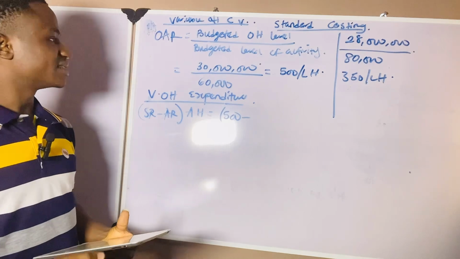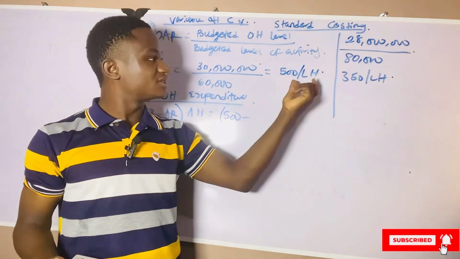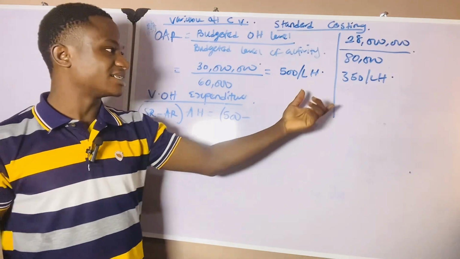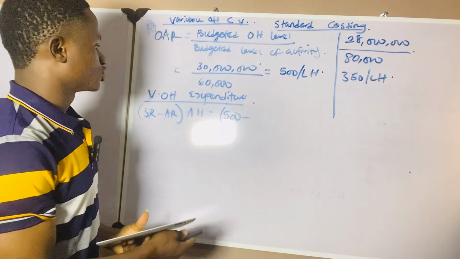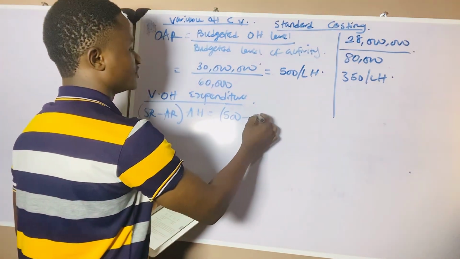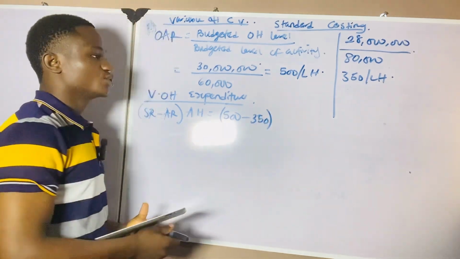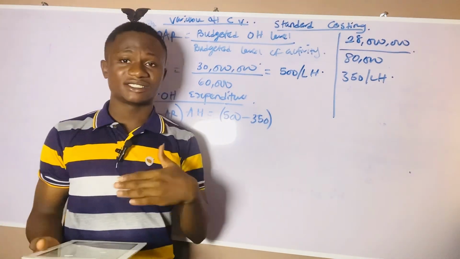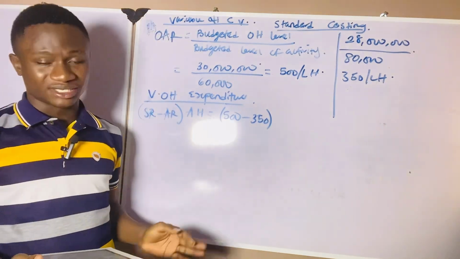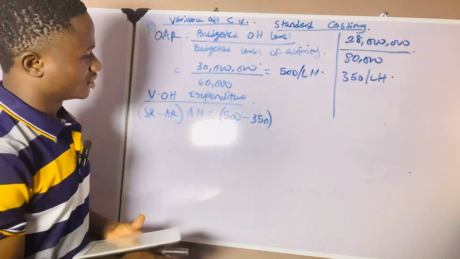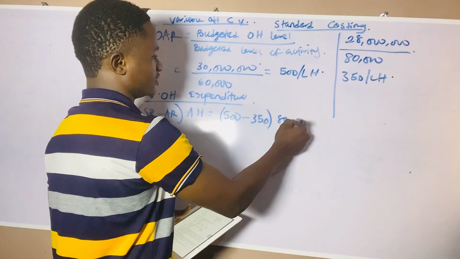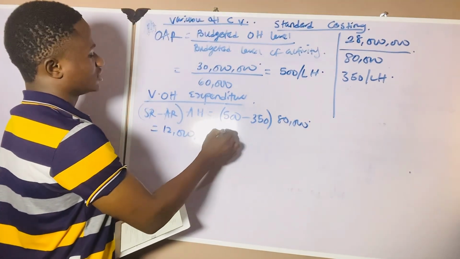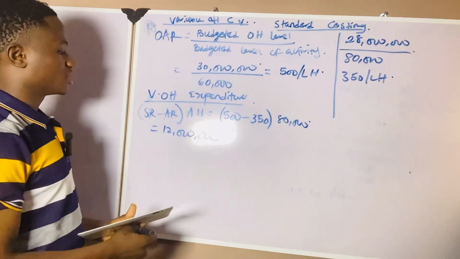So this is the standard that we proposed at first, and this is the actual result. So we go 500 minus 350, then I multiply it by my actual hours. My actual hours are in the question: we're told that direct labor hours are 80,000. So direct labor hours is 80,000. So that gives 12 million. Is this a favorable variance or an adverse variance?